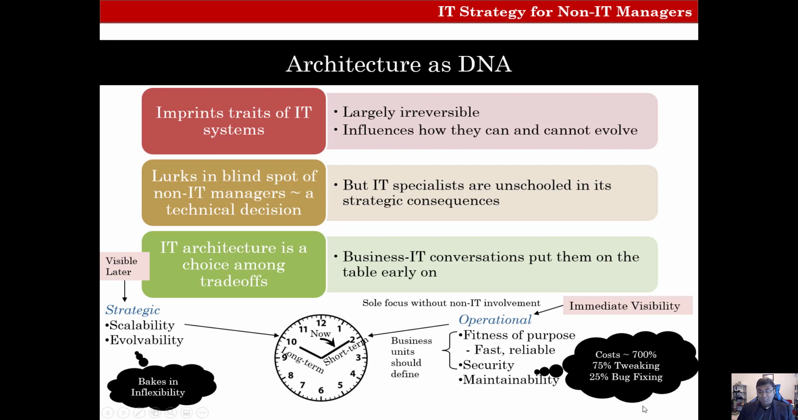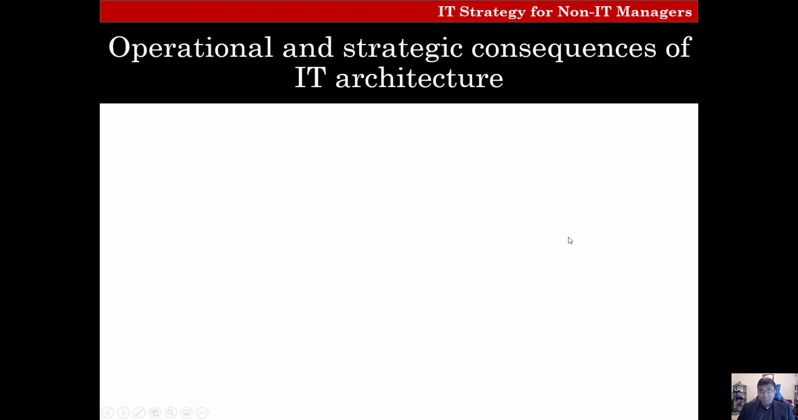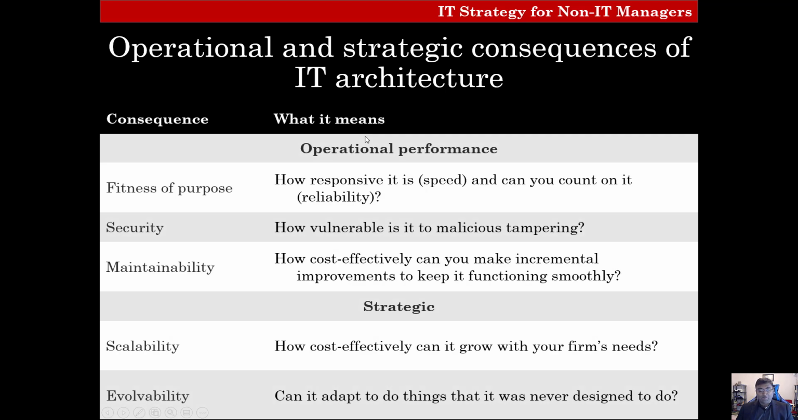As you can see, here are some costs involved of the operational and strategic consequences of IT architecture. If you look at the figure we talked about in the previous slide, we have operational performance, and consequences of fitness of purpose, which is how responsive and how reliable it is. Security, how vulnerable it is to malicious tampering. Maintainability, how cost effective can you make incremental improvements, keep it functioning smoothly. These are operational performances. And the strategic performance of scalability, how cost effectively can you grow with your firm needs, and evolvability, which is can it adapt to do things it was never designed to do.